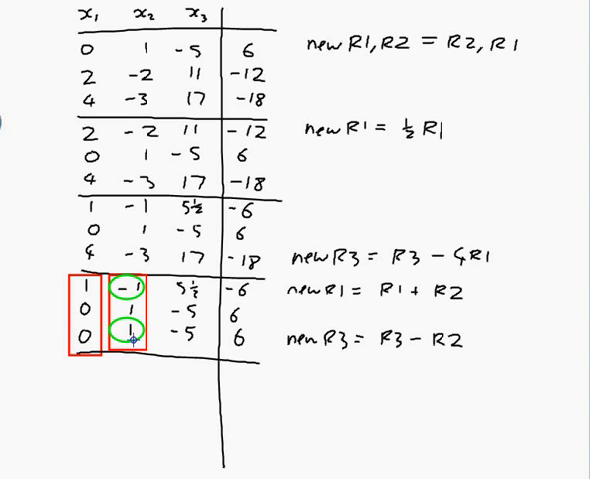So let's see. Let's keep the answers the same as they were before. We haven't changed the middle row. That's the thing that hasn't changed. That's what we need to keep the same. So row 1 plus row 2. So 1 plus 0 is 1. Negative 1 plus 1 is 0. 5.5 minus 5 is a half. Minus 6 plus 6 is 0. And then my new row 3 is row 3 take row 2. So 0 take 0 is 0. 1 take 1 is 0. Minus 5 take minus 5 is 0. And 6 take 6 is 0.